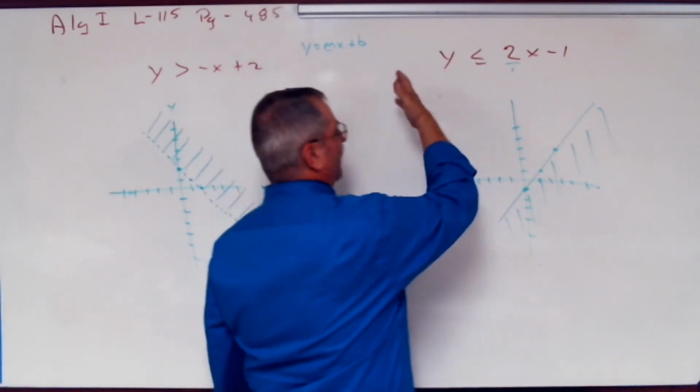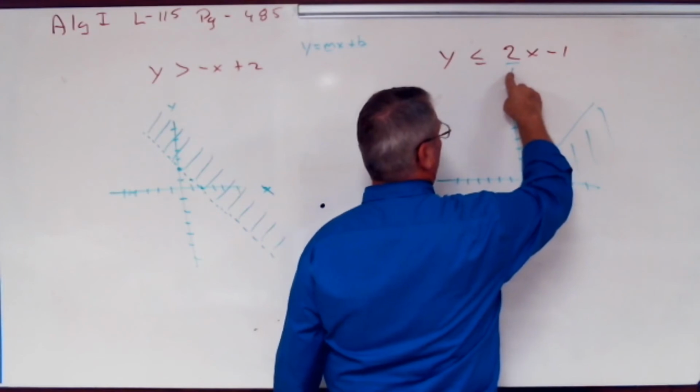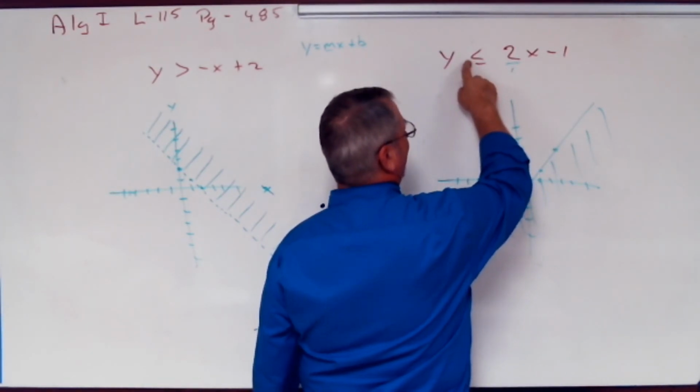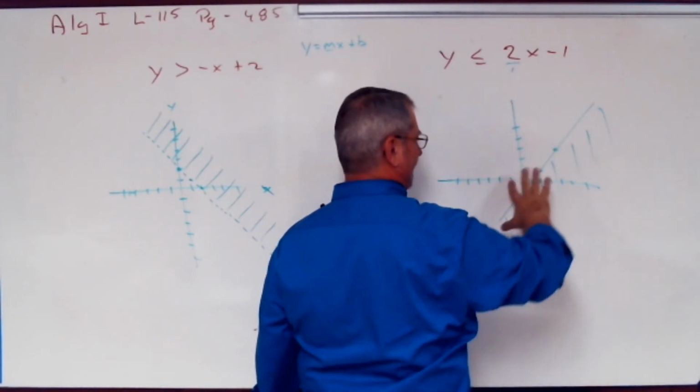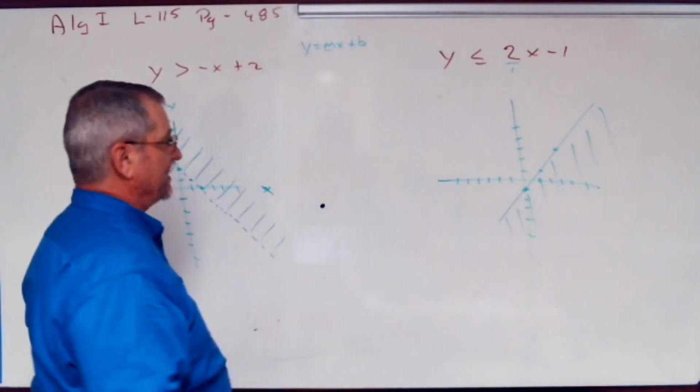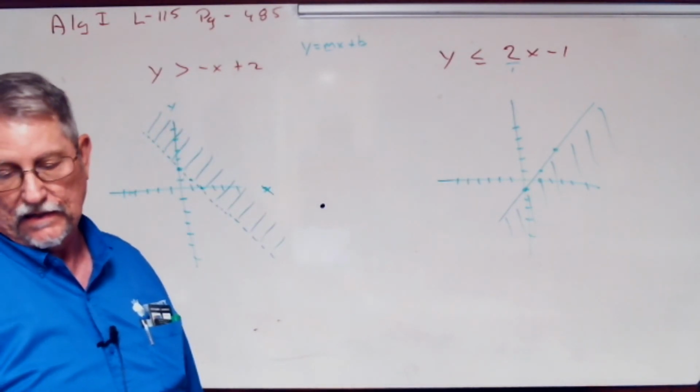Over here, I graph the line. Y-intercept, slope. Positive slope, crosses at negative 1. Less than and equal to, it's a solid line, and it's under it. That's all there is. Easy breezy.